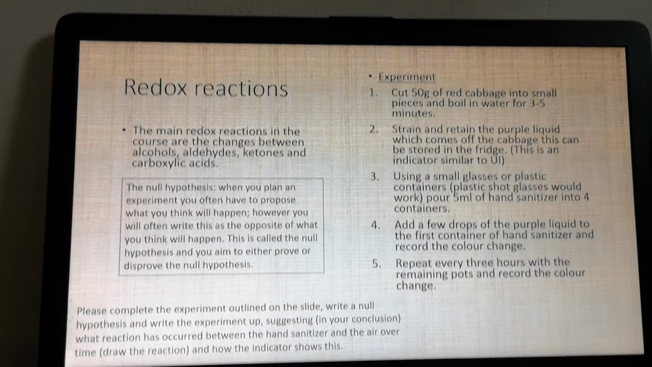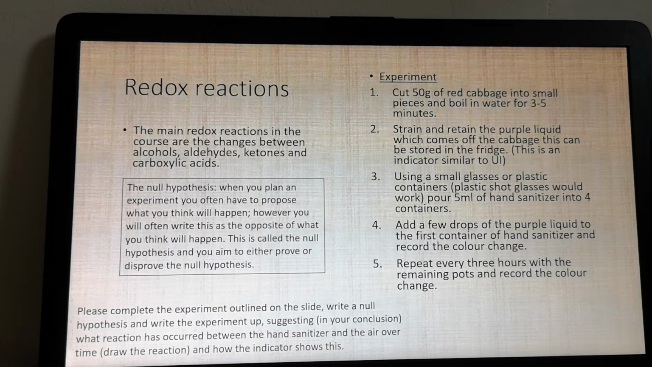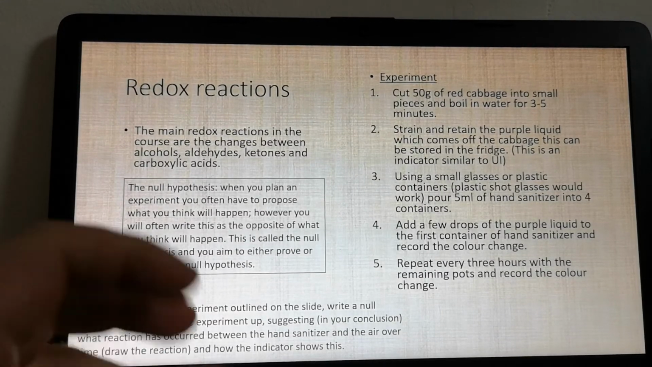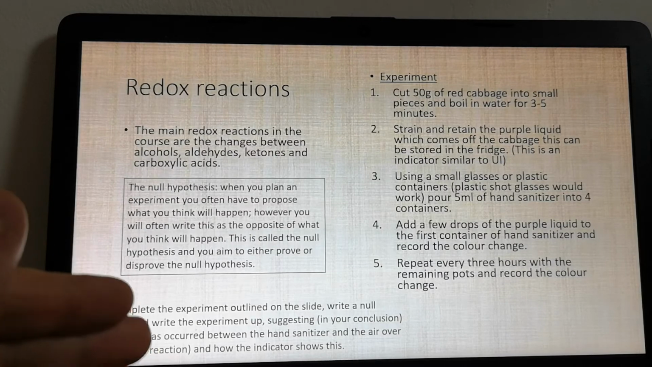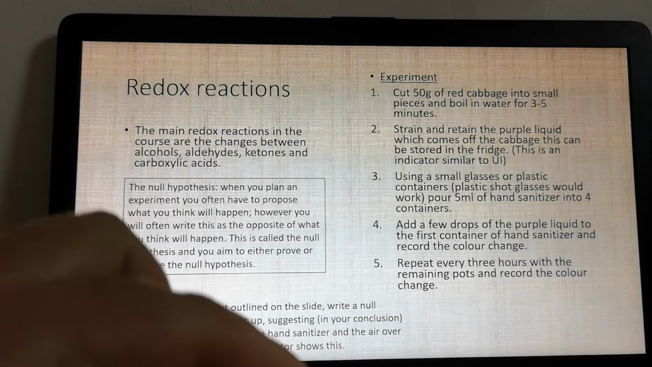What I want you to do is get some red cabbage, and it can be jarred red cabbage or fresh red cabbage. You stick it in some boiling water for 3 to 5 minutes. You can boil it on the stove, but you actually can just stick it into boiling water. It'll work. I want you to strain the cabbage bits out and keep the purple liquid, which is an indicator. Then I want you to use small glasses or plastic containers and pour about 5 mils, you don't have to be super exact, of hand sanitizer into the 4 containers.